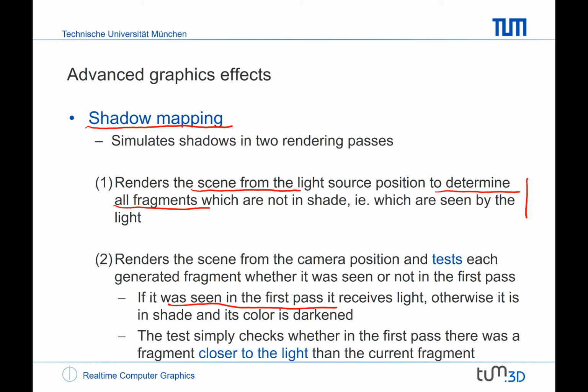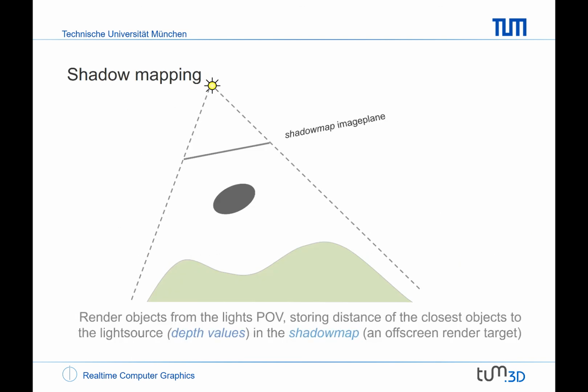So the question now is, how can we determine that information which needs to be created in the first pass, and in particular how can we keep that information so that it can be used in the second rendering pass? This brings us to the classical so-called shadow mapping two-pass approach, which in the first pass creates what we call a shadow map, which is essentially a two-dimensional buffer or two-dimensional texture in which depth values are stored. And in the second rendering pass, this shadow map is then used in order to determine whether a fragment that is rendered from the camera position is in shade with respect to the light source or not.